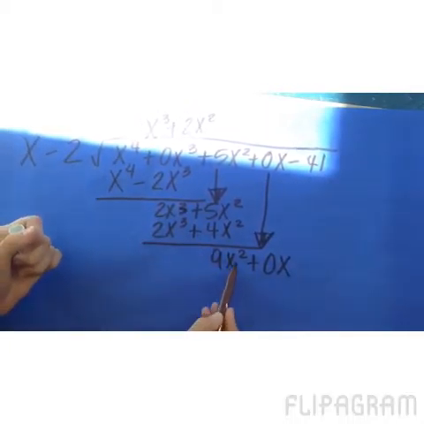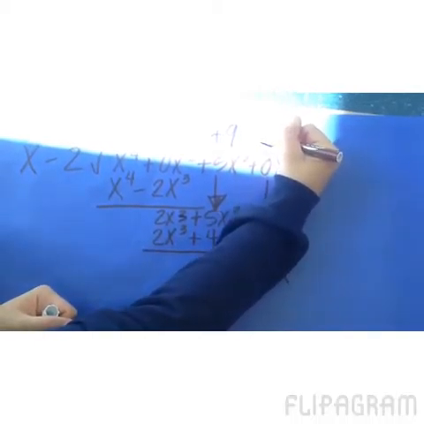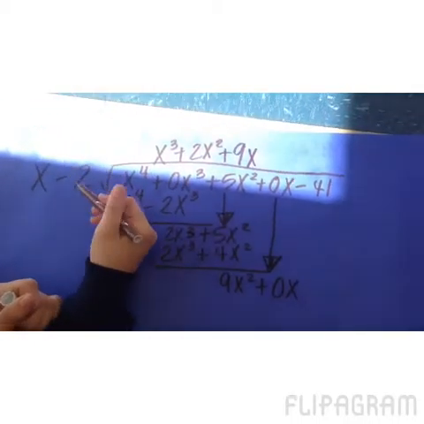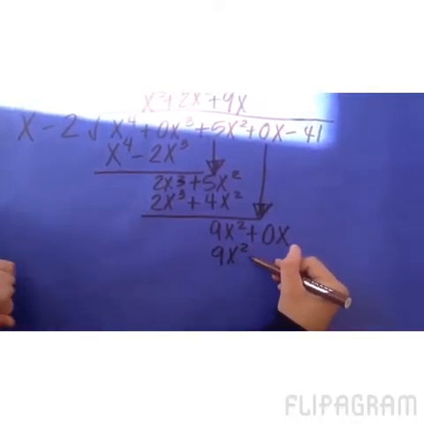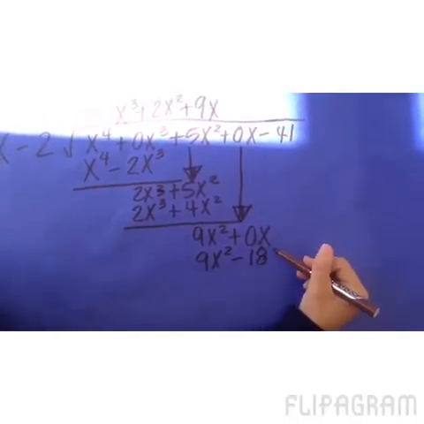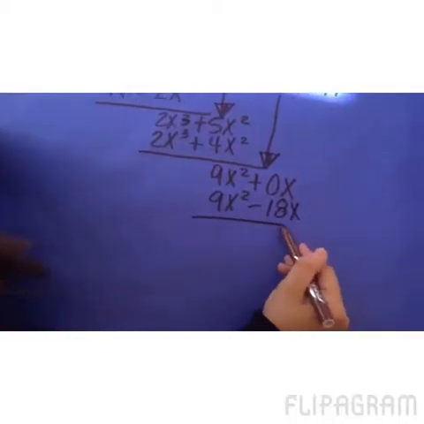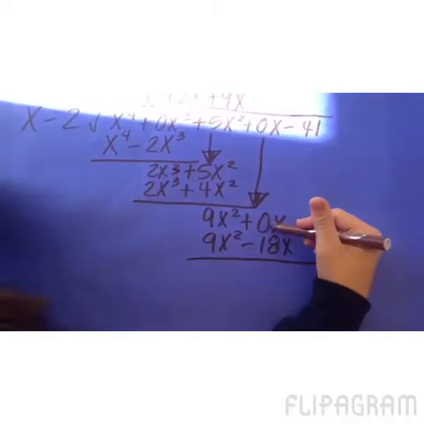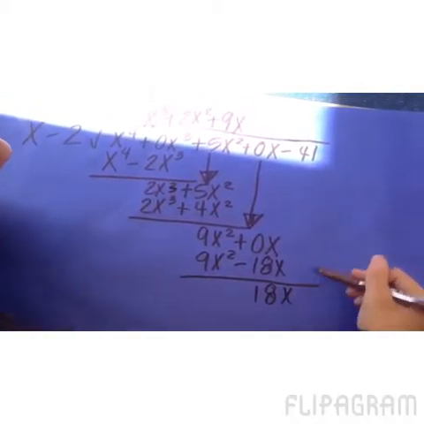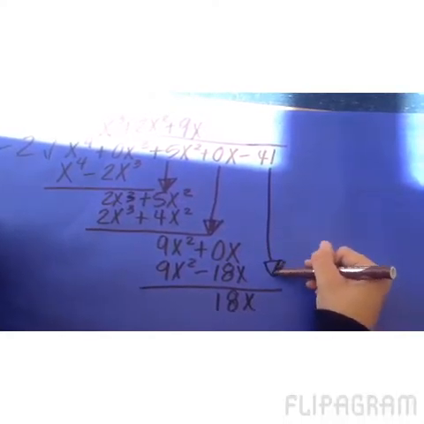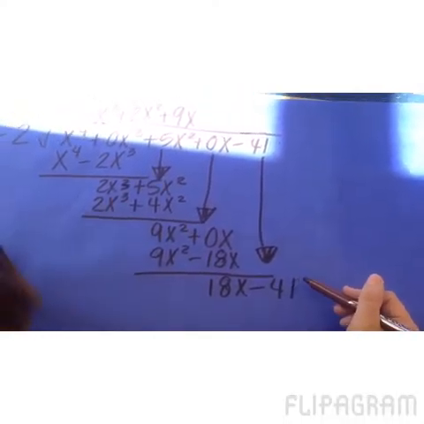What times x equals 9x squared? It would be 9x, and then 9 times negative 2, which would be negative 18x, and then you would subtract and get 18x, bring down the 41, and do the process all over again.